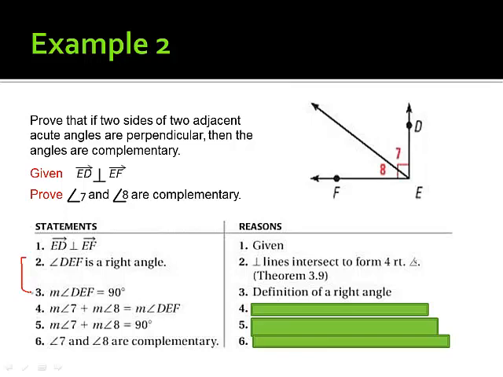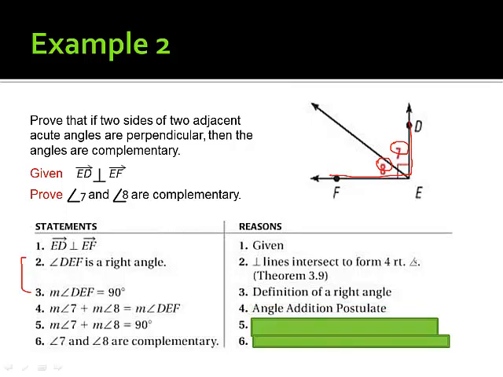Okay, so we know measure of angle 7 plus measure of angle 8 is equal to measure of angle DEF. This is something from a long while modules ago. Basically it says if you take two smaller angles and add them together to get a larger angle, for example, angle 7 plus angle 8 gives you the entire angle DEF, you're adding two angles to get a larger angle. That's the angle addition postulate.